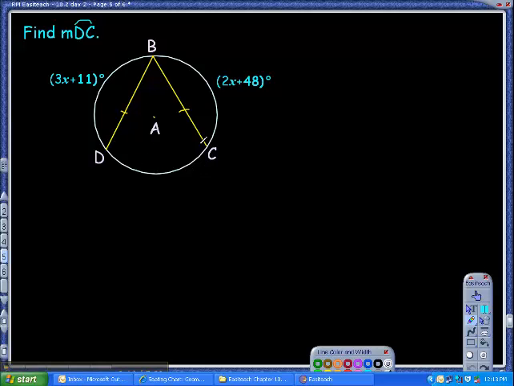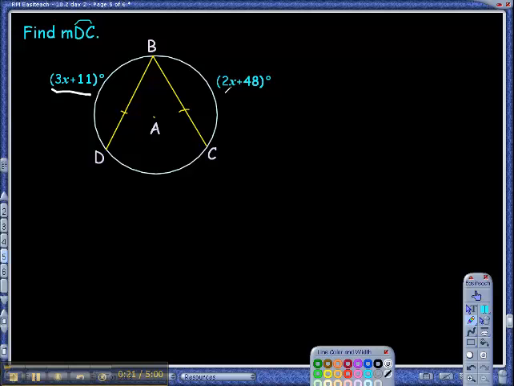They give us two congruent chords. And in the same circle, when I have two chords that are congruent, that means that their arcs are also going to be congruent. So we know that if they're congruent, that means they have equal measure. Let's write our equation. We can say that 3x plus 11 is equal to 2x plus 48.